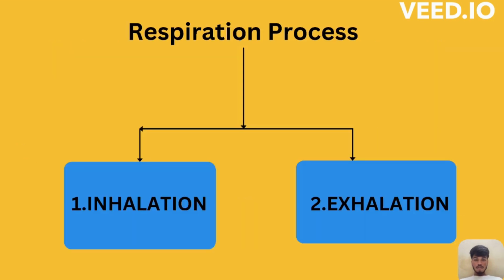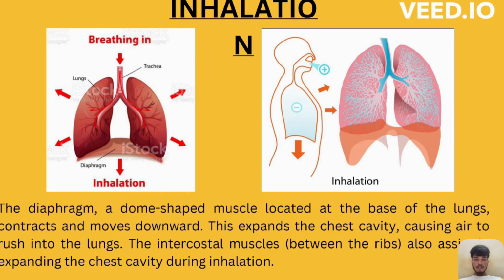The respiration process has two types. First is inhalation, second is exhalation. In inhalation, the diaphragm, a dome-shaped muscle located at the base of the lungs, contracts and moves downward. This expands the chest cavity, causing air to rush into the lungs. The intercostal muscles also assist in expanding the chest cavity during inhalation.